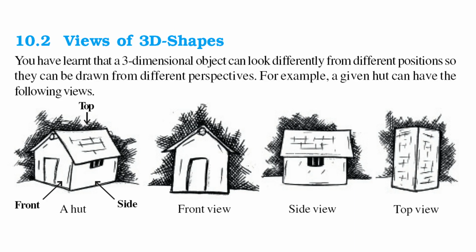Views of 3D shapes. So a 3D object, if you see from different positions, looks different. They don't seem to be exactly the same as against the 2D versions. So they have different perspectives. For example, if this is a hut, if you see from the front, it seems like this. If you see from the side, it seems like this. When you see from the top, overhead, it seems like this. This is a top view.